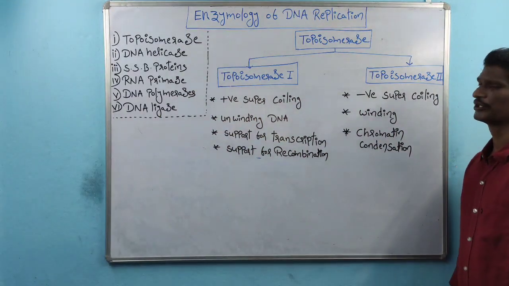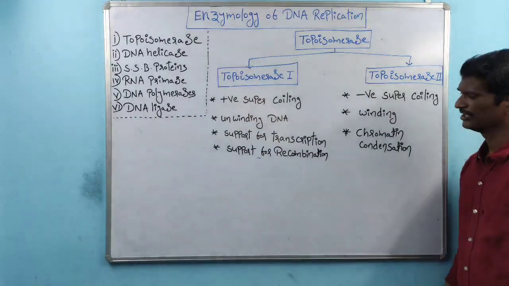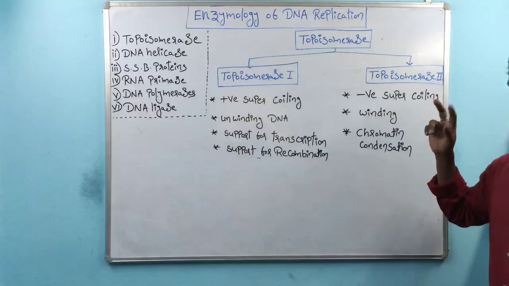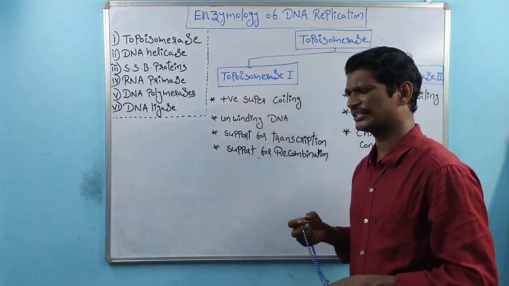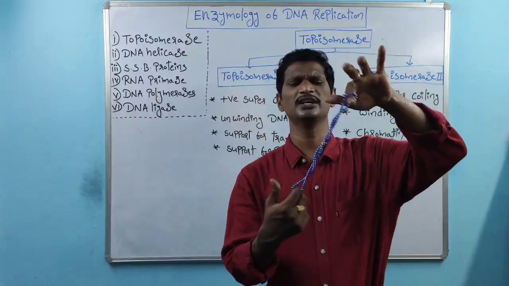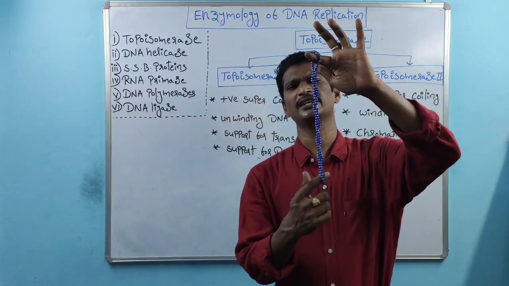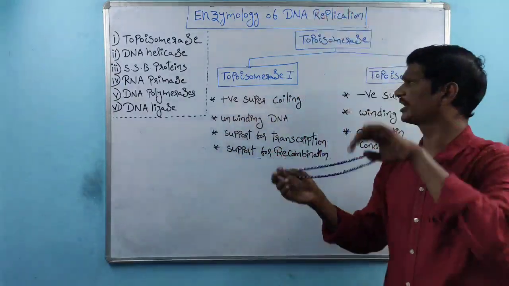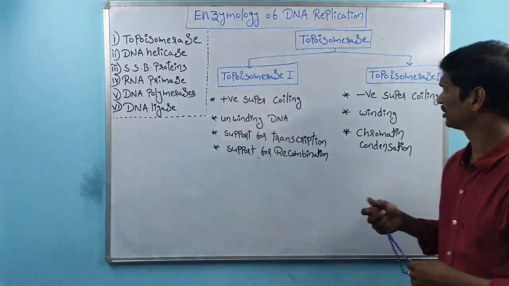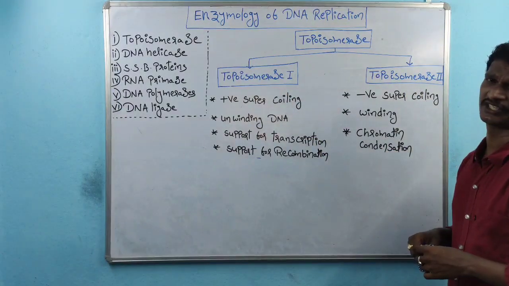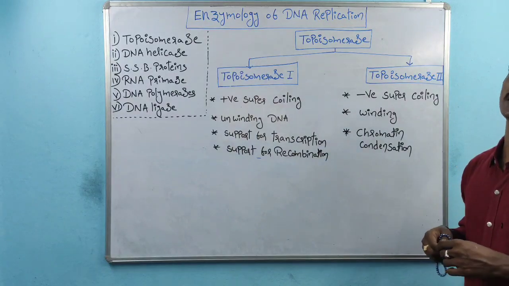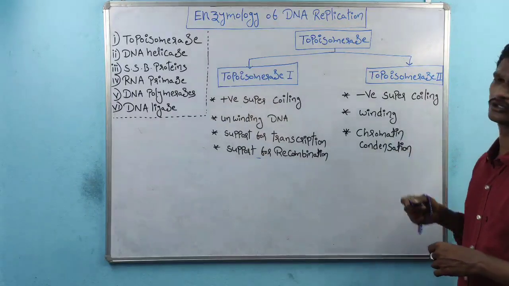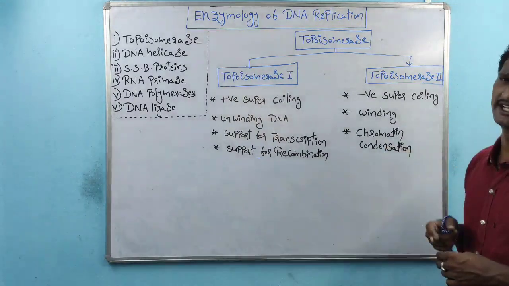Coming to the next one, topoisomerase 2. Within topoisomerase 2, here there is negative supercoiling. This is positive supercoiling, this is negative supercoiling. See, the difference is that one is relaxation of DNA. I said this is the coiled DNA, relaxation. So the relaxation is done by topoisomerase 1. And the other one is generation of tension or formation of coil-like structures. So topoisomerase 2 is involved in the negative supercoiling process, the winding process.